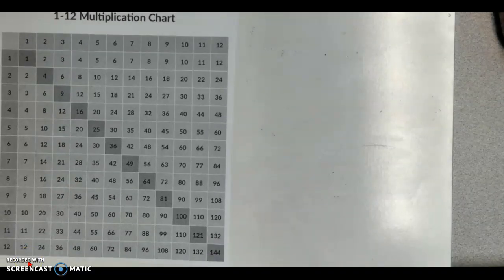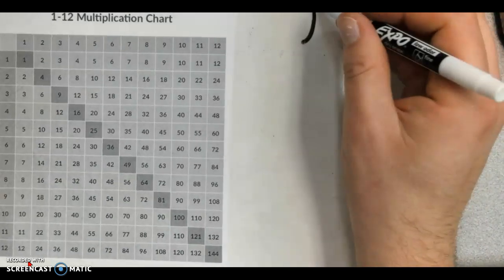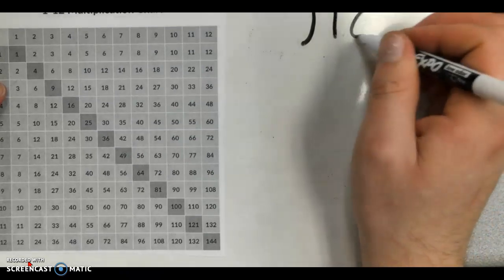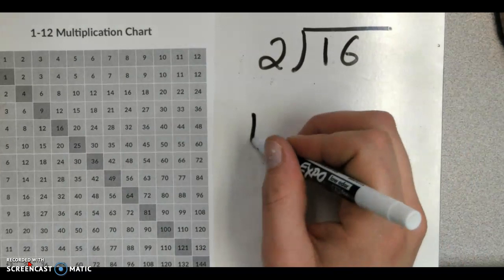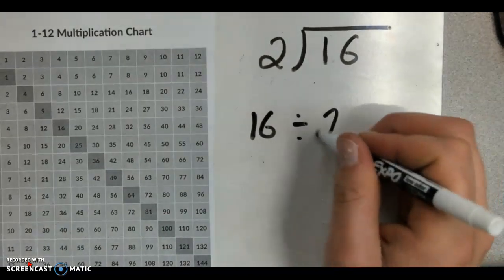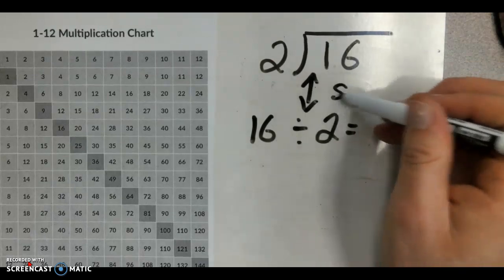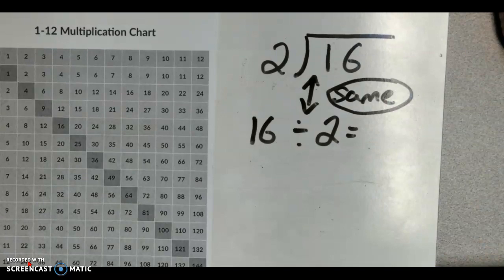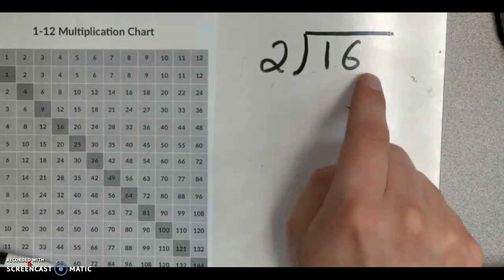Now let's talk about a long division problem and how that would work. So here's my long division symbol, right? Let's just do a simple one. Let's say 16 divided by 2. That's the same thing as saying this. These are both the same. Okay, they're both the same. So don't get stressed out when you see this symbol. It means the same thing.